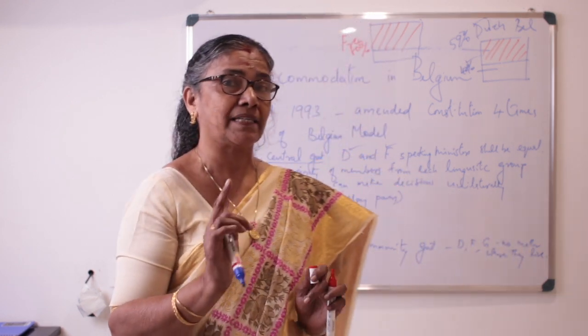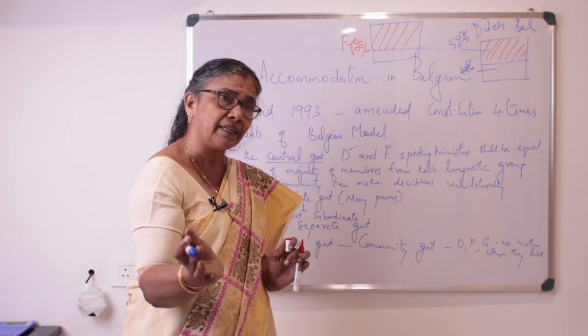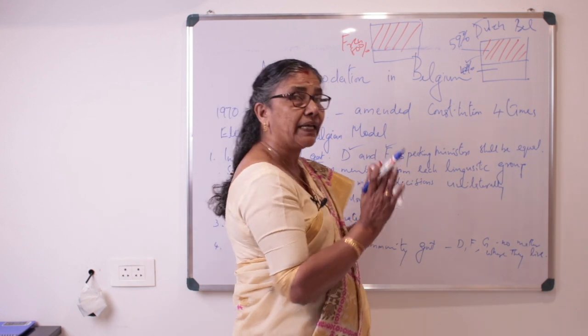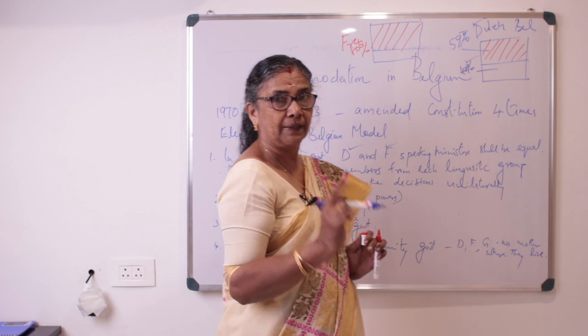That is the first accommodation they made. So even though only 40% of the people are French speaking, they said no problem, we are giving you an equal number of ministers from French and an equal number of ministers from Dutch. That is the first case.